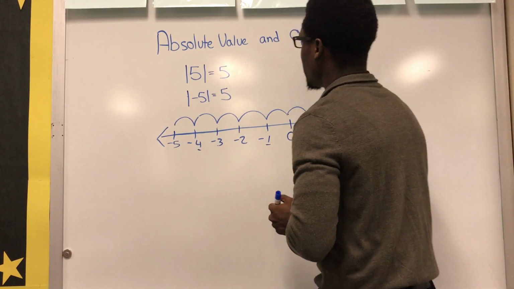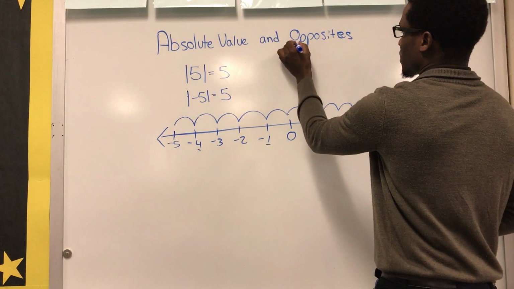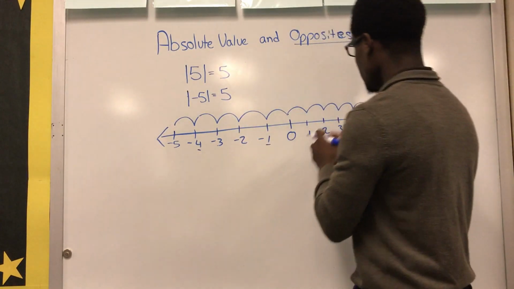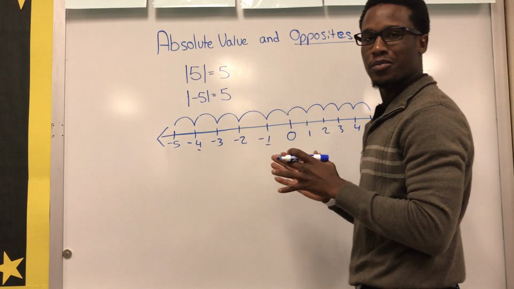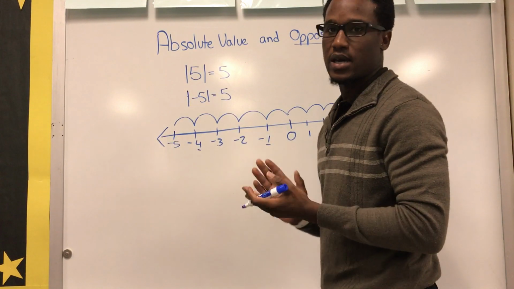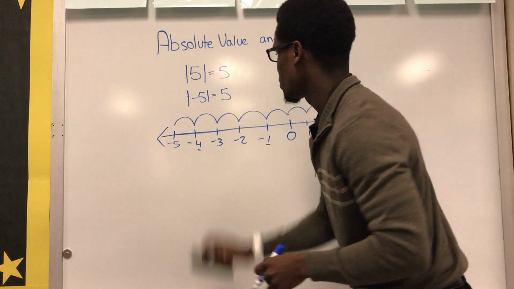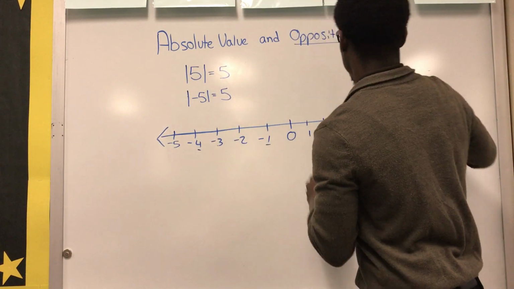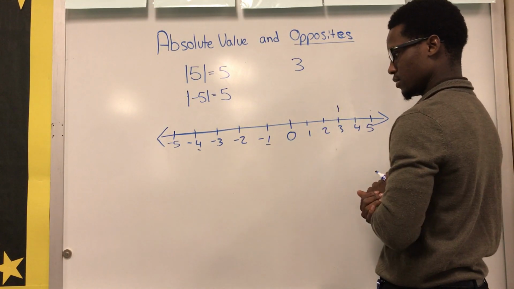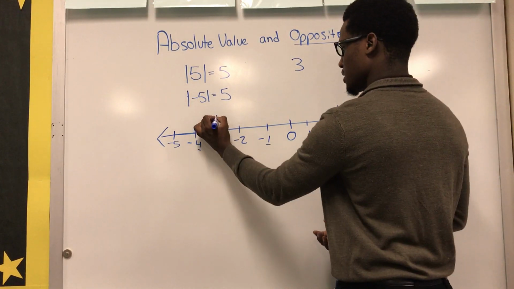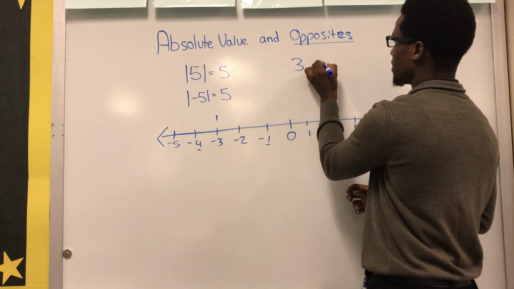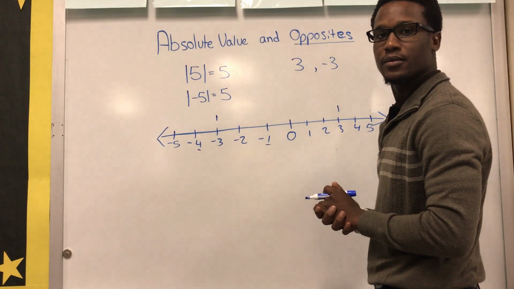Okay? Now, let's talk about opposites. All opposites are, if you look on a number line and you pick a number, the opposite is going to be its counterpart to the other side of the number line. So let's take the number 3, for example. 3 is right here. Opposite side of the number line is -3. So the opposite of 3 is -3.